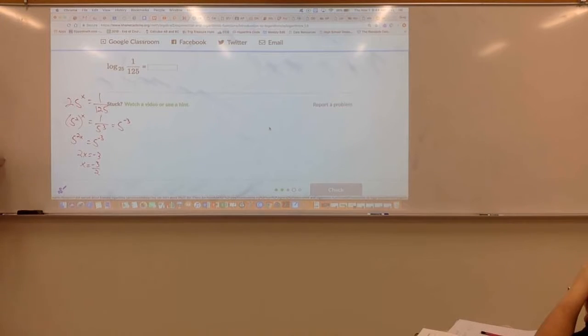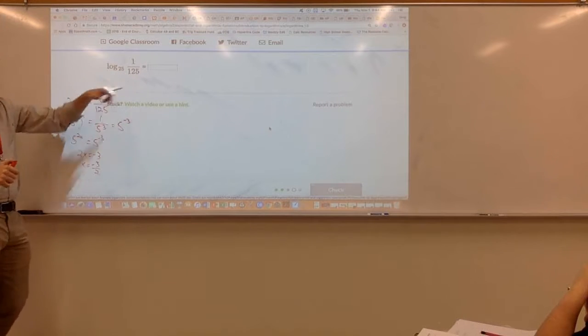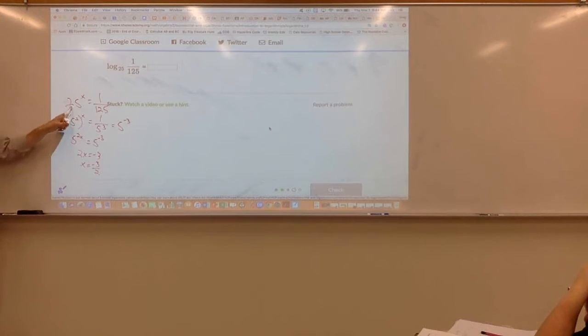Yeah, so on this advanced one, the goal was just to get these written with the same base. Right? So 25 is 5 squared, 125 is 5 cubed.